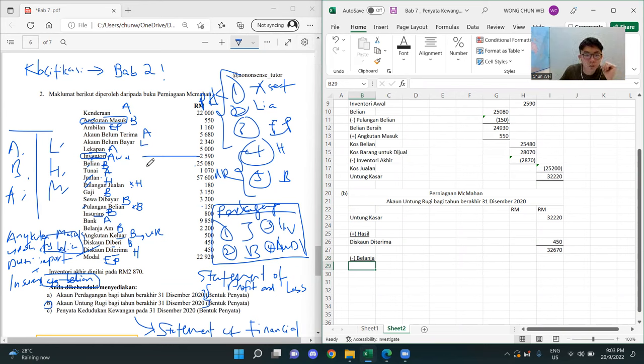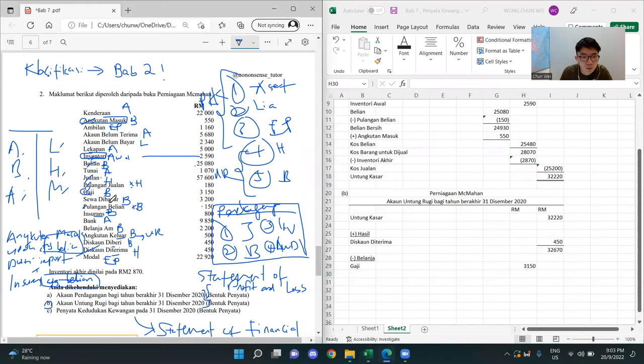Alright. So now under your belanja, look at your B. So start from the top. Angkutan masuk sudah record, tak perlu. A, L, A, B. Berlian. Okay, sudah record, tak perlu. And then gaji. Okay, so let's start with gaji. How much is the gaji? 3,150. Okay. Sewa dibayar. Belanja. Sewa dibayar. 3,200. Okay, pulangan berlian tadi sudah record.